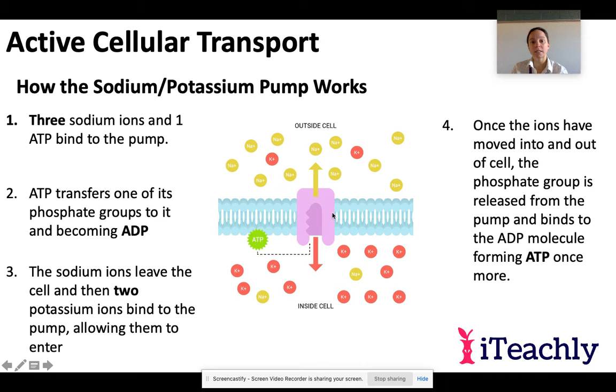So then what happens next? Now we're going to have two potassiums, which are allowed to bind to the site, allowing the potassiums to go into the cell. Once those ions have moved in and out of the cell, the phosphates are released, and then the ADP molecule will be released, and your cell will use that in cellular respiration to become ATP, which we'll talk about later. Then a new ATP will bind to the site, and this keeps going back and forth.